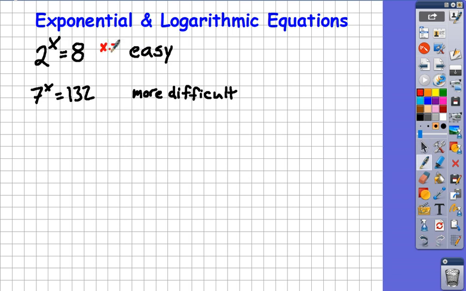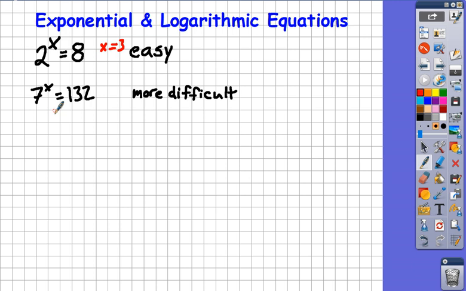Well, what do you do when you get something like 7 to the x equals 132? Well, I know that 7 squared is 49, and I know that 7 to the third power is 343. So it's got to be between those two numbers, but what is it? Well, that's where we need logarithms.